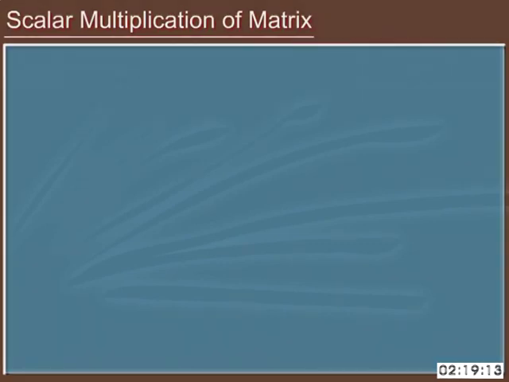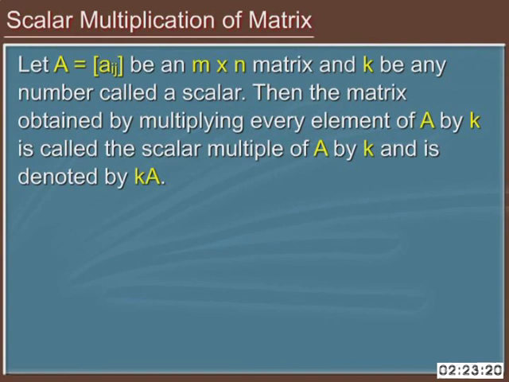Scalar multiplication of matrix. Let A be a matrix having general element as aij, an m by n matrix, and k be any number called a scalar. Then the matrix obtained by multiplying every element of matrix A by k is called the scalar multiple of A by k and is denoted by k into A.